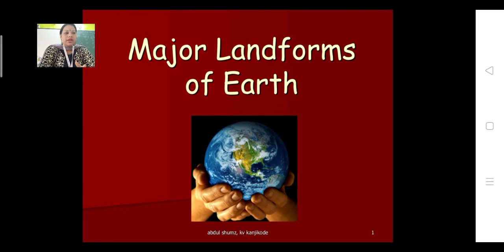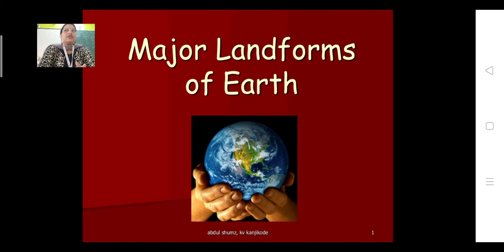So we have already done this chapter, that is major landforms of the earth, and today I'm going to recapitulate the chapter with you because this chapter was done before the holidays. About this chapter we came to know about the landforms of the earth, the features of each and every landform, and also the formation process of each and every landform.